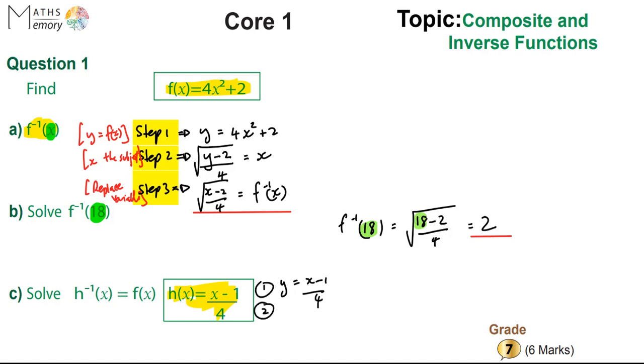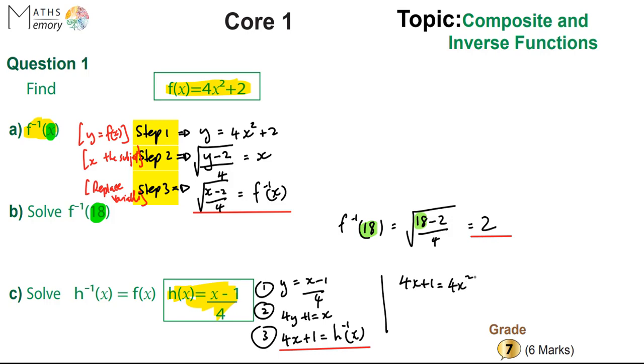Step 2, we're going to basically make x the subject. So let's multiply this by 4. 4y plus 1 equals x. And step 3, replace the variables, x for y and y for x. So 4x plus 1 equals h minus 1 of x. Okay, so this is your inverse function over here, 4x plus 1. Inverse function for h, should we say. Now you want to make this equal to f of x. Now f of x is this thing over here, 4x squared plus 2. So let's make them both equal to each other over here. So we have 4x plus 1 equals 4x squared plus 2.